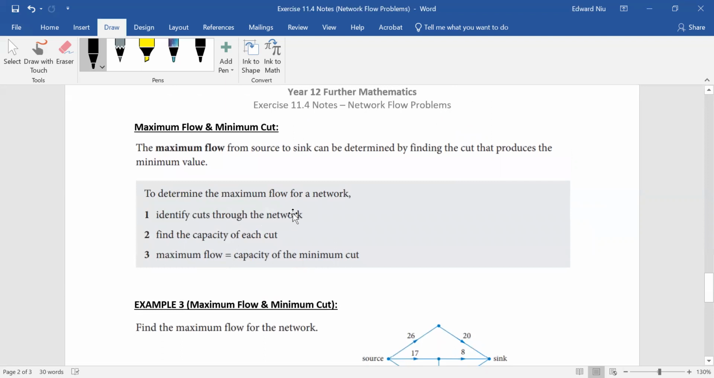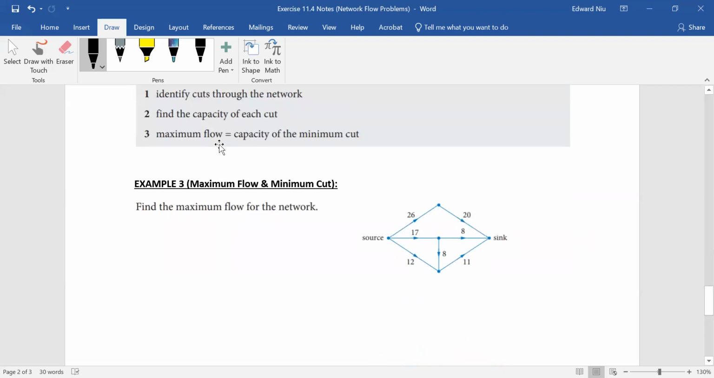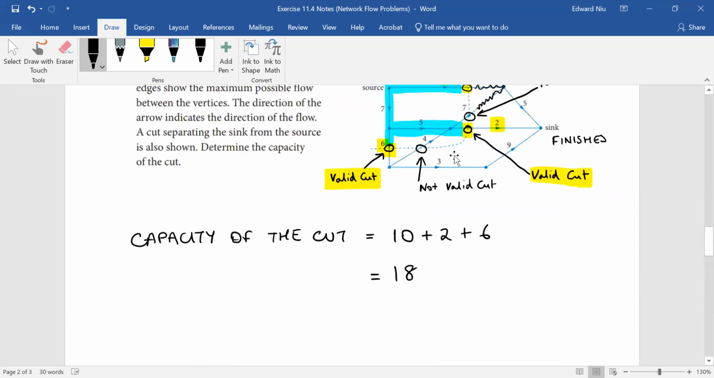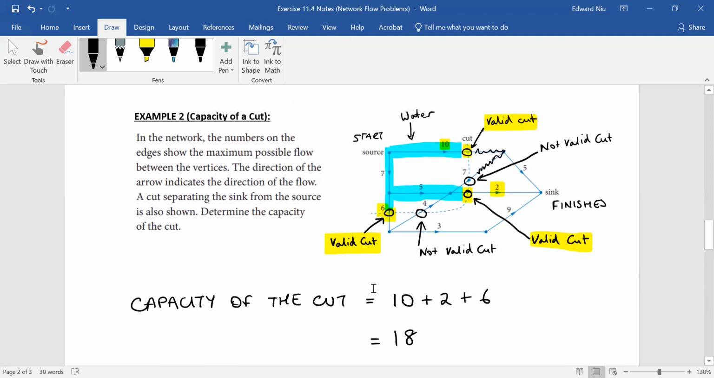To determine the maximum flow for a network, identify cuts through the network. So we actually got to make sure that the cut fully stops all the water, and then find the capacity of each cut, meaning we have to add like what we did up here. And then maximum flow equals capacity of the minimum cut. So whatever we added, for example, the capacity here is 18. Do we know if it's the minimum cut? I don't know. We'll have to try and error.